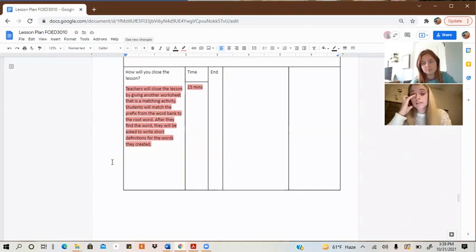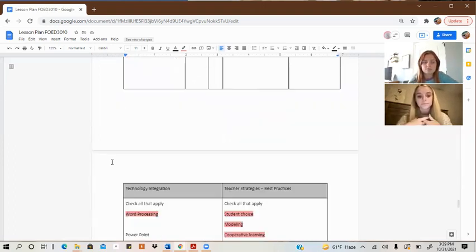For closing the lesson, teachers will give another worksheet, which is a matching activity. Students will match the prefix from the word bank to the root word. After they find the word, they will be asked to write short definitions for the words that they created, which will take about 15 minutes. We'll see how the lesson went, how solidified their understanding is, and this will help in days to come to see where the students are at.